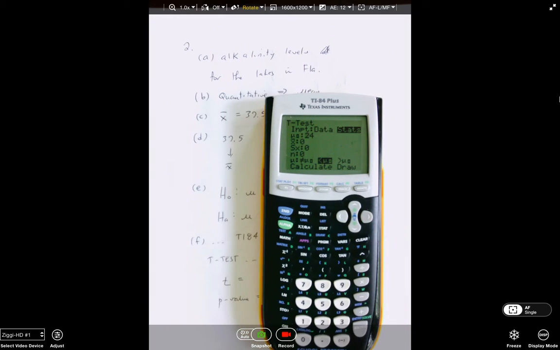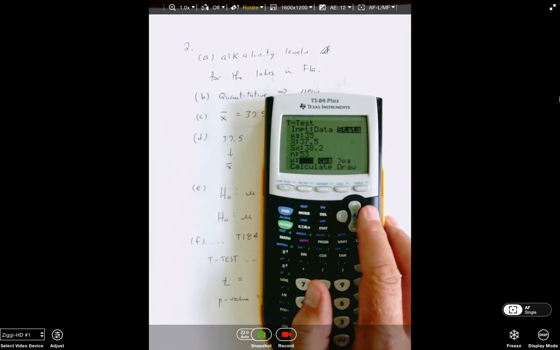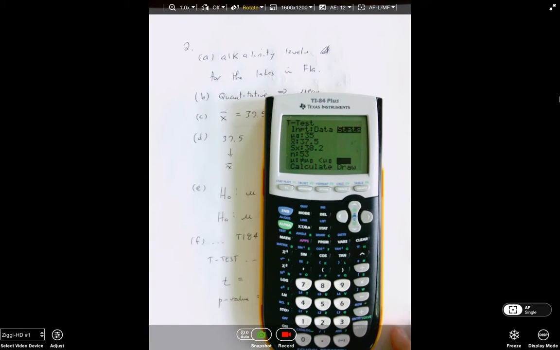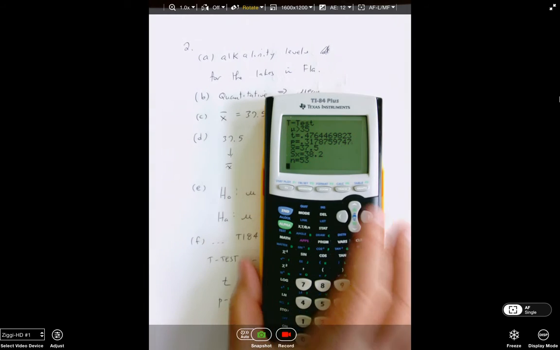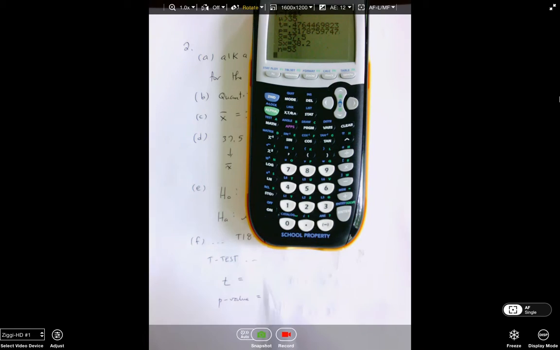So the mean that we're testing here is 35. My sample mean is 37.5. My sample standard deviation is 38.2. My sample size is 53. And we want to test greater than. Now we can go to calculate. And we get our test statistic. Our test statistic is 0.48. And our p-value is 0.32.